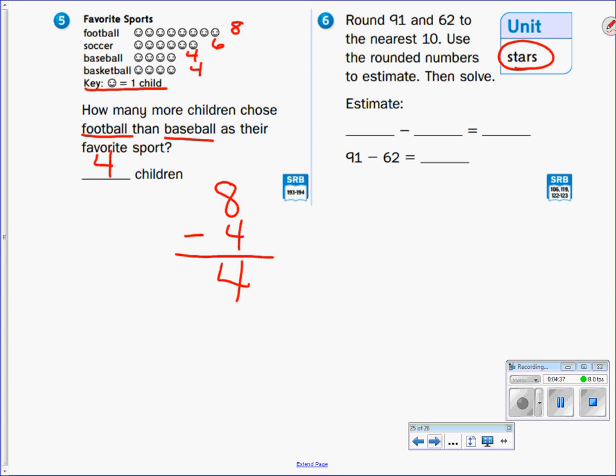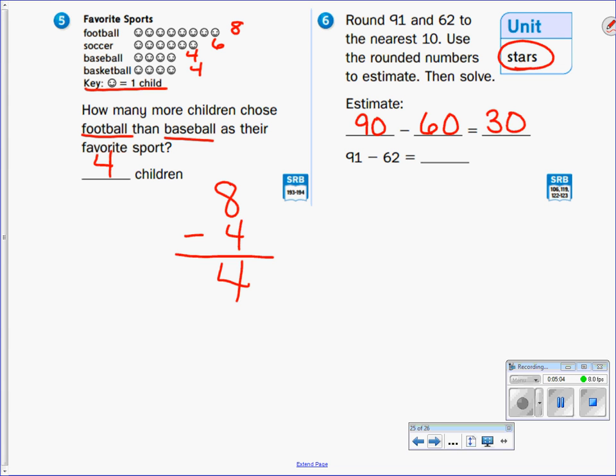Round 91 and 62 to the nearest tens. Use the rounded number to estimate, then solve. So 91 rounded to the nearest tens would be 90, and 62 rounded to the nearest tens would be 60. So if I subtract 60 from 90, I'm going to get 30. So that would be my estimate. It would be about 30.